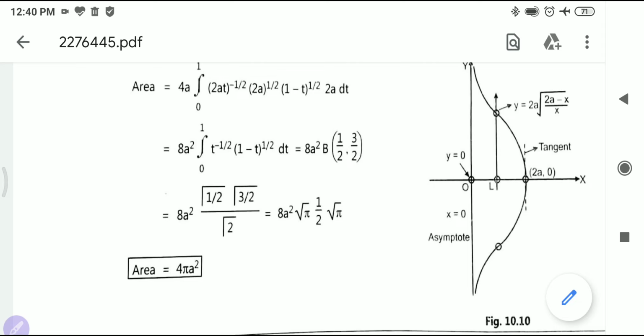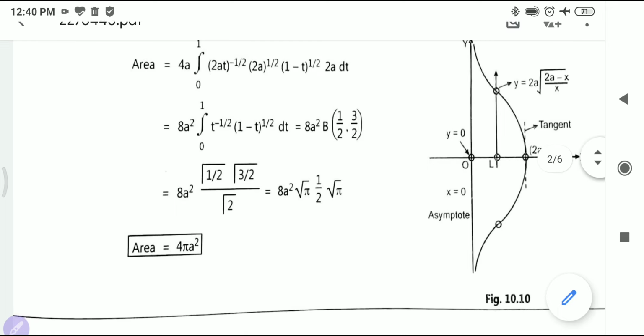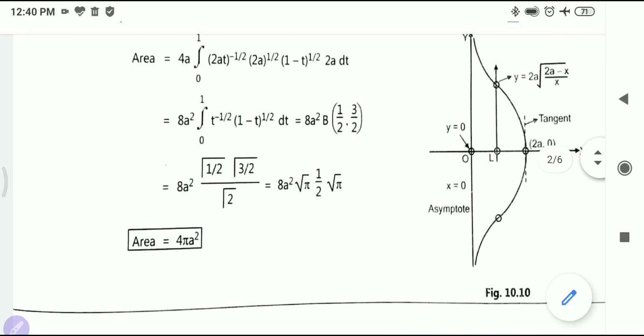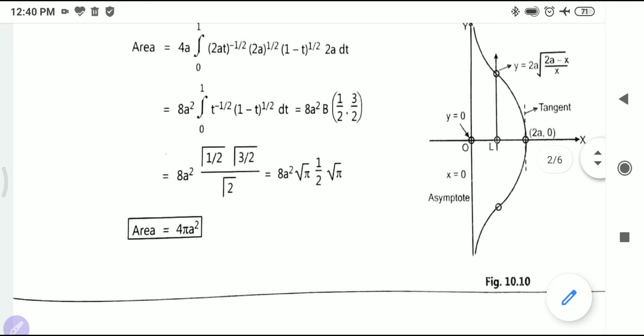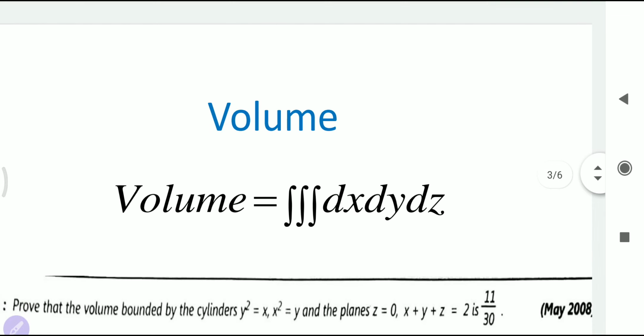Area is double integration dx dy or r dr d theta, and then simply if the region is given to you, you have to consider a strip parallel to x-axis or parallel to y-axis, and you can easily do it. So this is about area. Now we are going to see one example on volume, that is the application of triple integration.